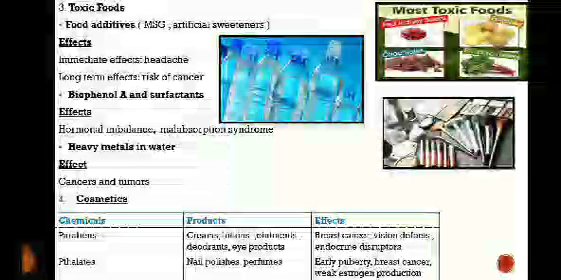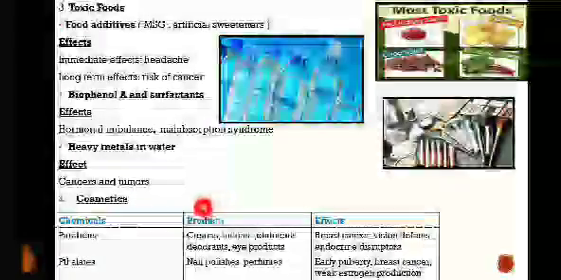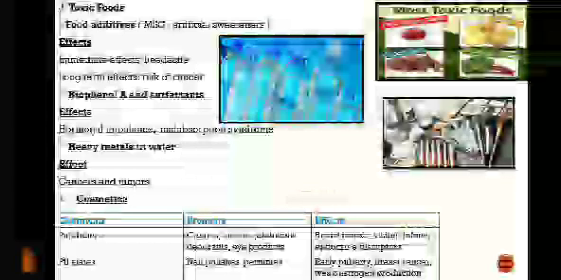The cosmetic industry uses thousands of synthetic chemicals like xenobiotics in its products, right from lipstick and lotion to shampoo and shaving cream, which are harmful to the body. Here in this table, it is showing the toxic chemicals which are present in cosmetics, their products and effects. Parabens are present in cosmetic items like creams, lotions, ointments, deodorant, eye products. The effects can cause breast cancer, vision defects, endocrine disruption.